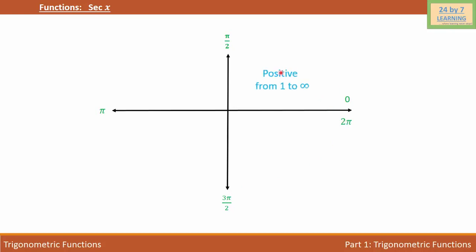Secant is positive in the first quadrant and the values change from 1 to infinity. Secant is negative in the second quadrant and the values change from negative infinity to negative 1. Secant is negative in the third quadrant and the values change from negative 1 to negative infinity, and secant is positive in the fourth quadrant and the values change from infinity to 1. And this is all about the secant function.